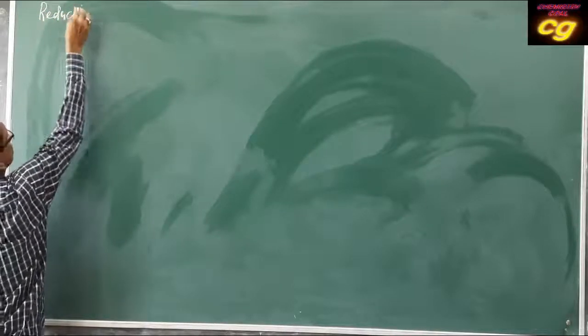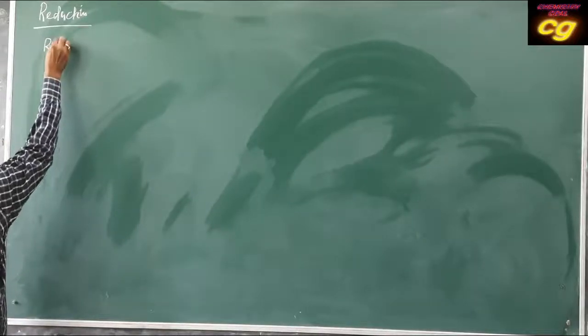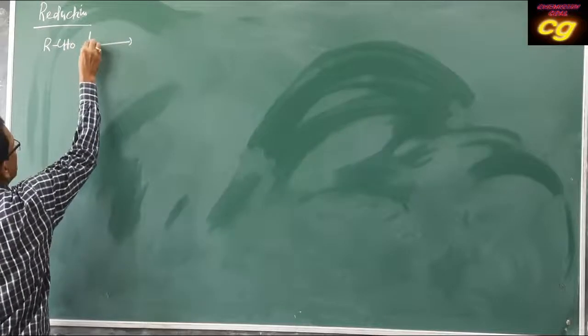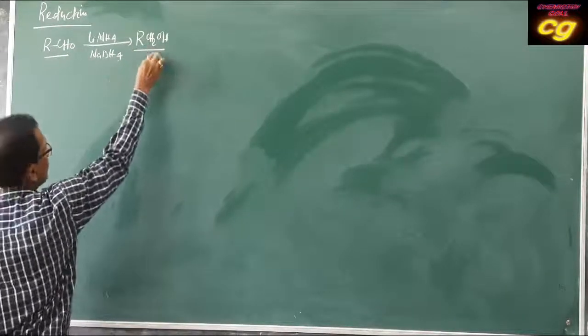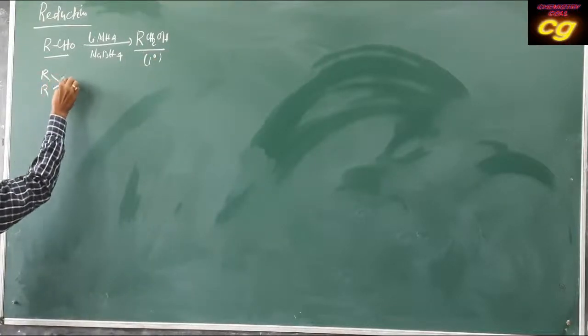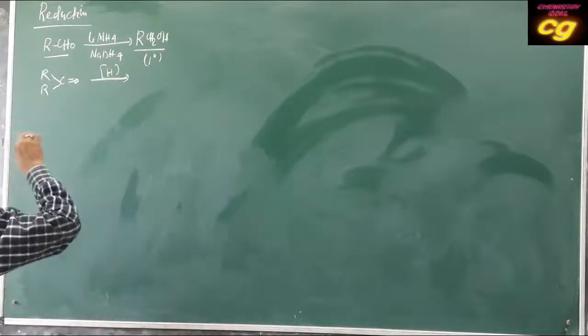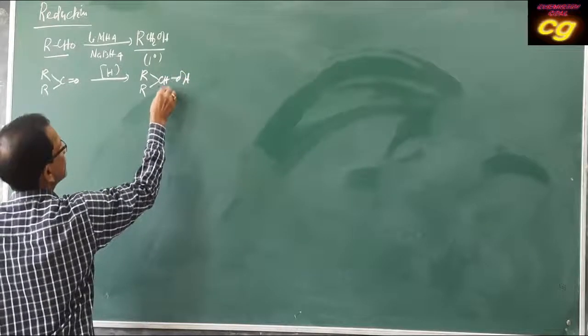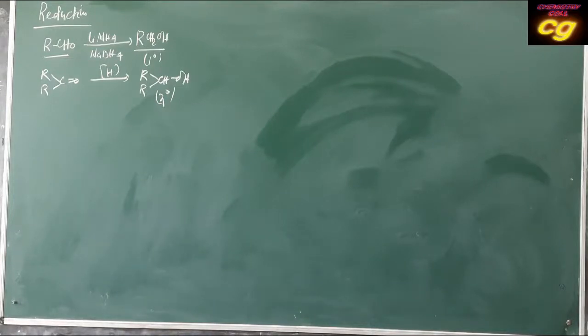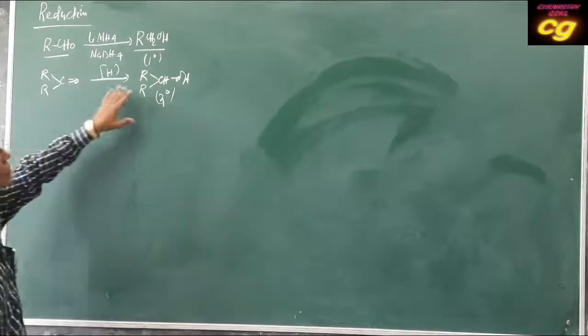Next is reduction of aldehyde and ketone. Oxidation and reduction. We know already that aldehyde or ketone, when undergoing reduction by lithium aluminium hydride or sodium borohydride, or nickel and hydrogen, already read in the alcohol chapter, the product will be alcohol, RCH2OH. The corresponding alcohol will be formed. Aldehyde always gives primary alcohol, and ketone always gives secondary alcohol. This is the difference between aldehyde and ketone. Aldehyde undergoing reduction produces primary alcohol and ketone undergoing reduction produces secondary alcohol.